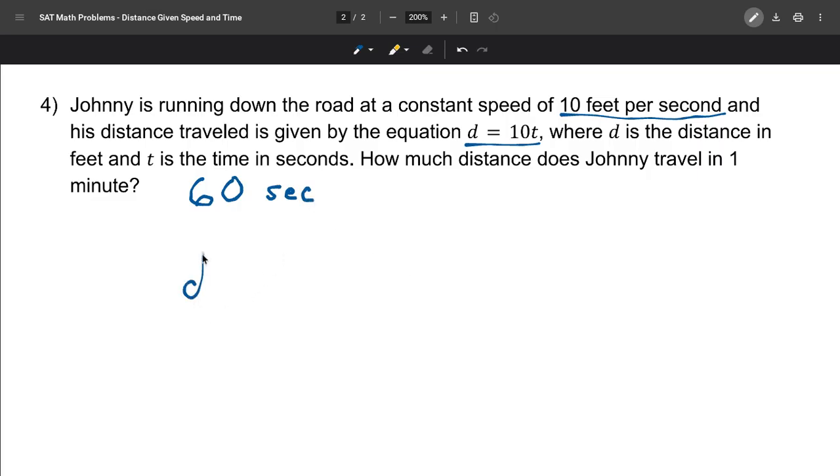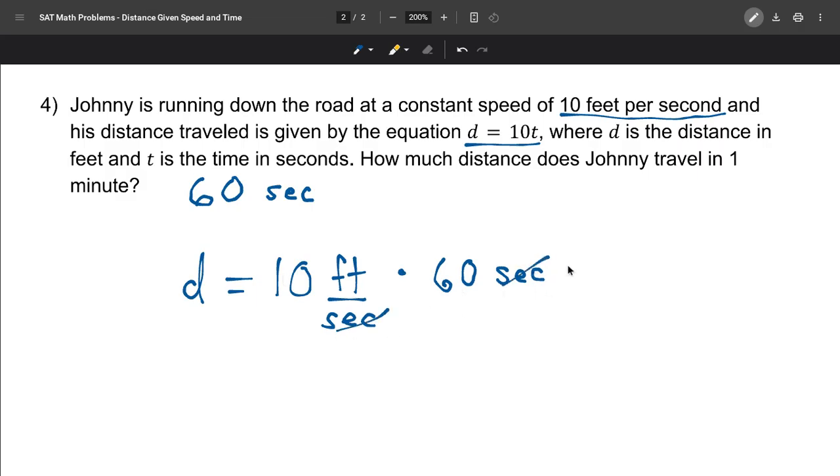So we're going to say the distance equals 10 feet per second times 60 seconds. Okay, so the seconds will cancel. 10 times 60 is 600. So in a minute, he is traveling 600 feet.